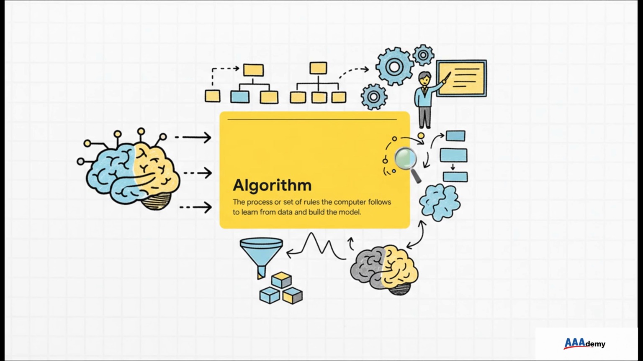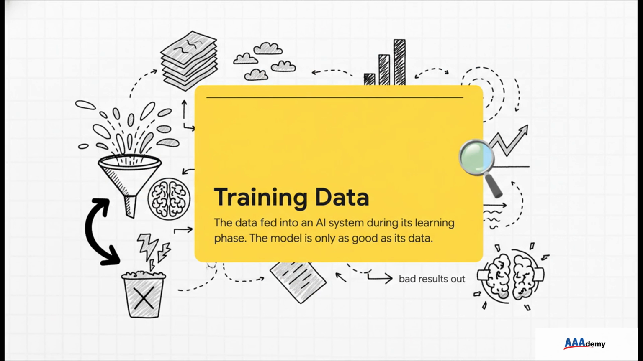So how does the AI actually build that brain? Well, that's where the algorithm comes in. The algorithm is the process, this set of rules that guides the learning. So if the model is the brain, the algorithm is kind of like the teacher. It's the specific method the computer uses to comb through all the data and build that model in the smartest way possible. And finally, we have what is, without a doubt, the most important ingredient of all, training data.